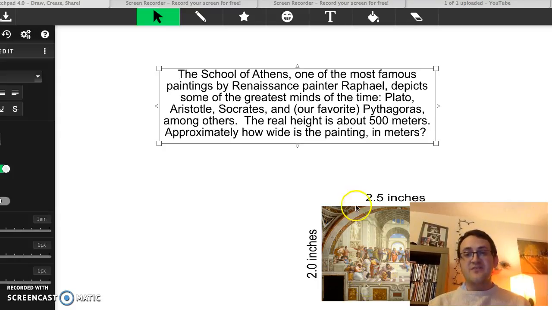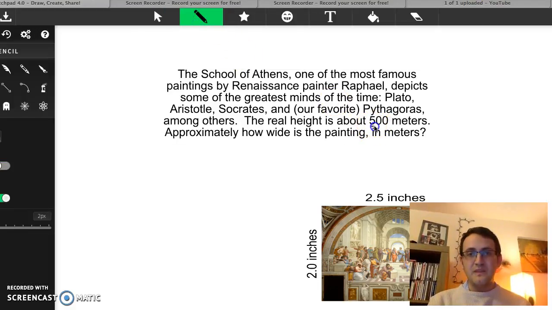So anyways, I have this postcard painting that's 2.5 inches by 2 inches, and it is a replica of a real painting that has a height of 500 meters. And we want to determine how wide is the actual painting in meters. So we need to find out what is W.